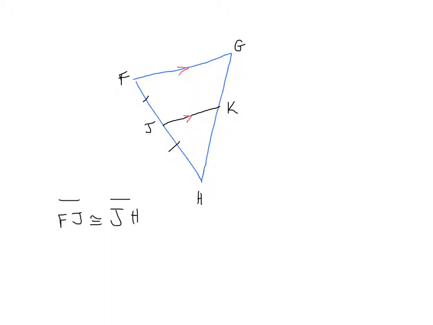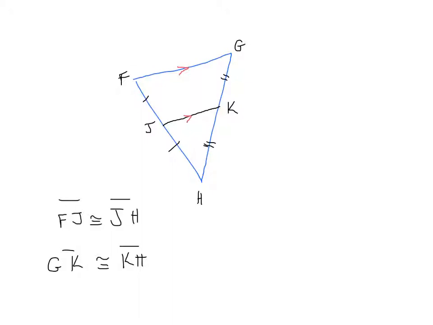What else do we know? You probably recognized also that GK and KH will be congruent as well. Let's write that down. GK is congruent to KH. The reason for that is that point K is right in between the entire thing. It's halfway there, the midpoint. So that has to be equal to that in measure.